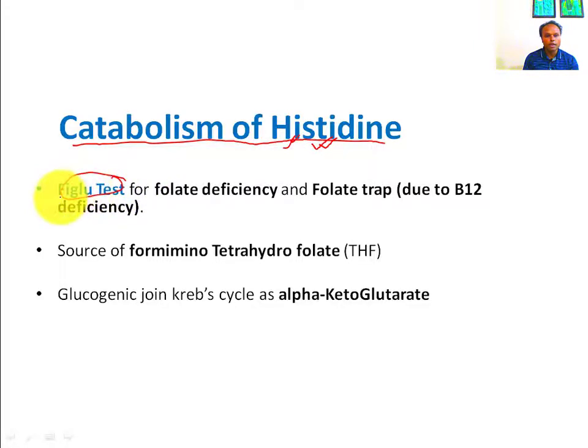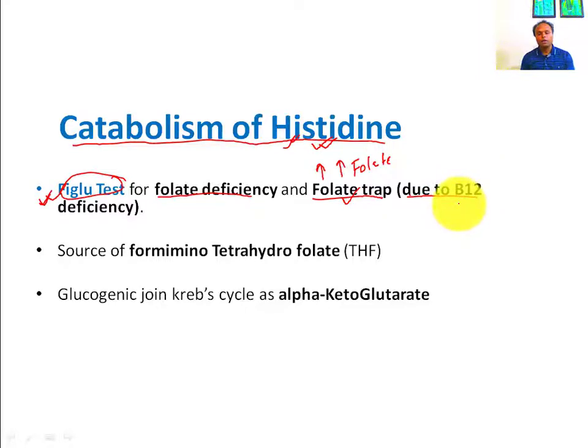So, the significance and source of the Figlu test. How does this test estimate folate deficiency and also folate trap? Actually, in folate trap, if you test the folate in blood, the level will be normal or even very high. But there is Figlu in this. This is because of vitamin B12 deficiency.